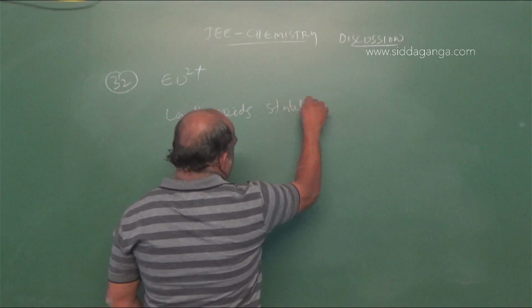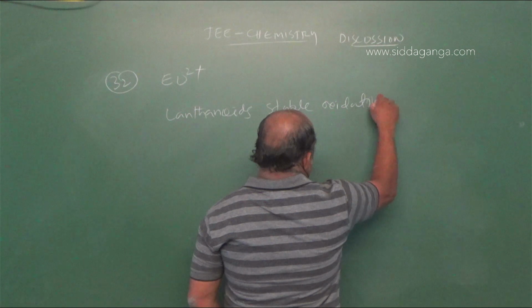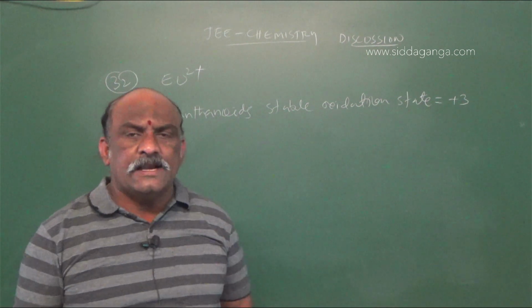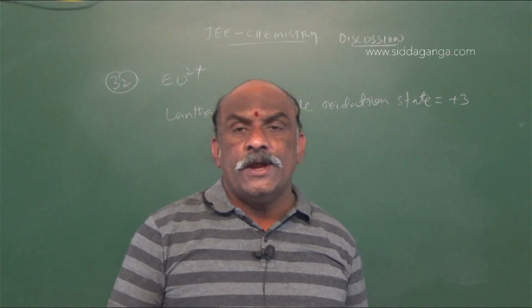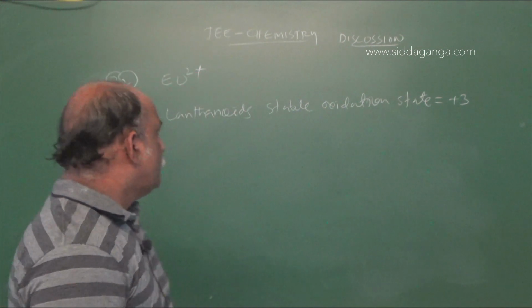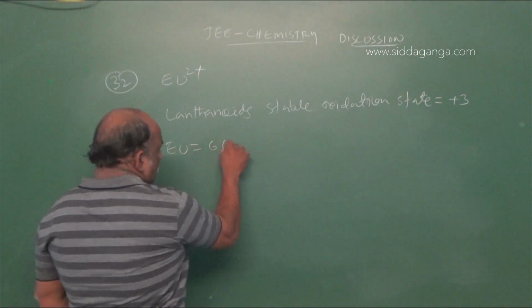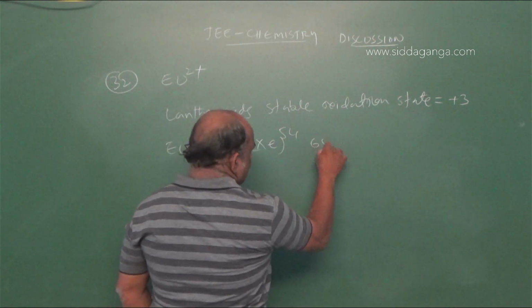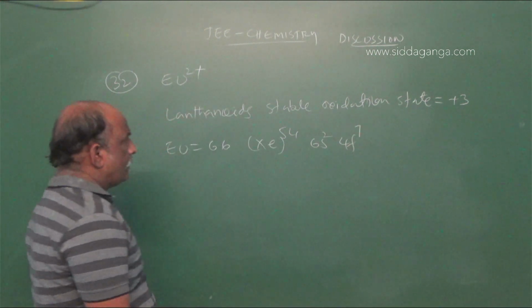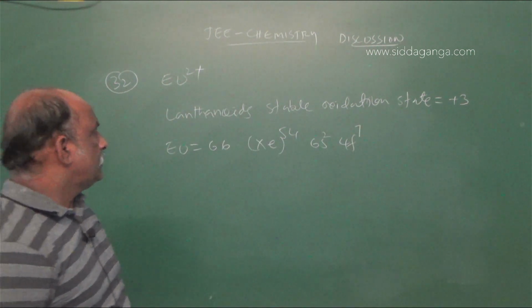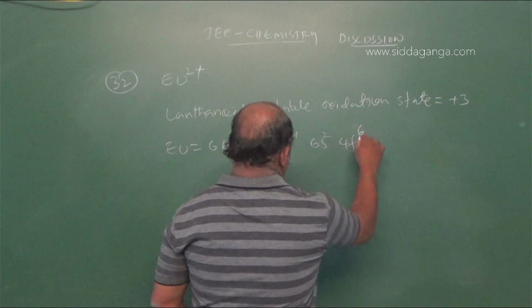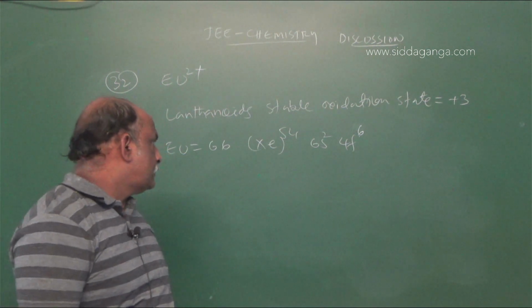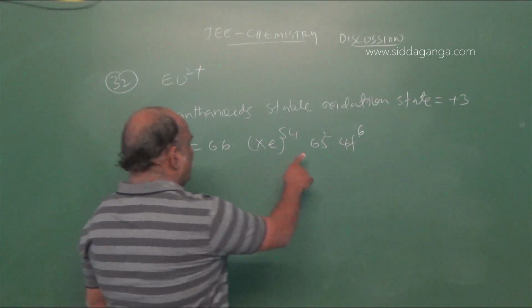The stable oxidation state of lanthanides is +3. Europium atomic number 66. Electron configuration: xenon, 54, 6s2 4f7.